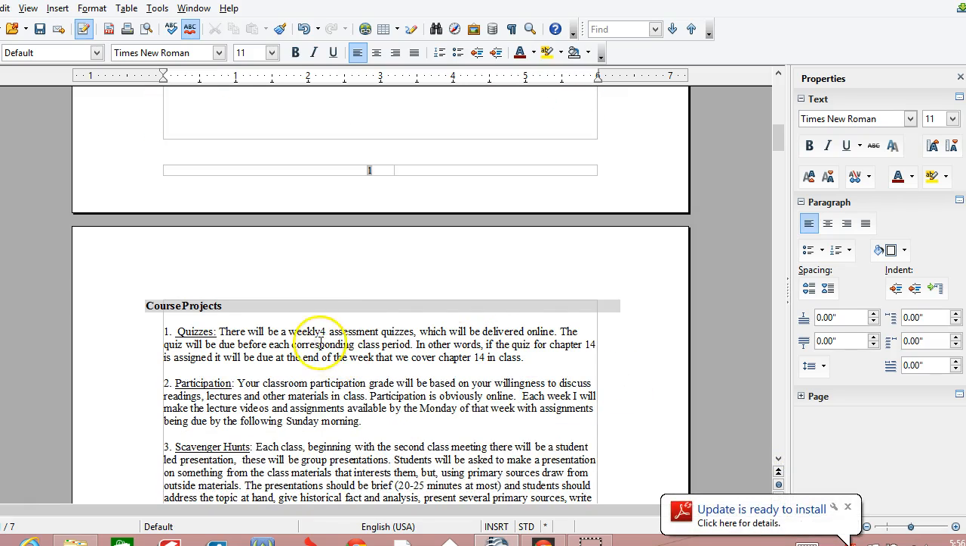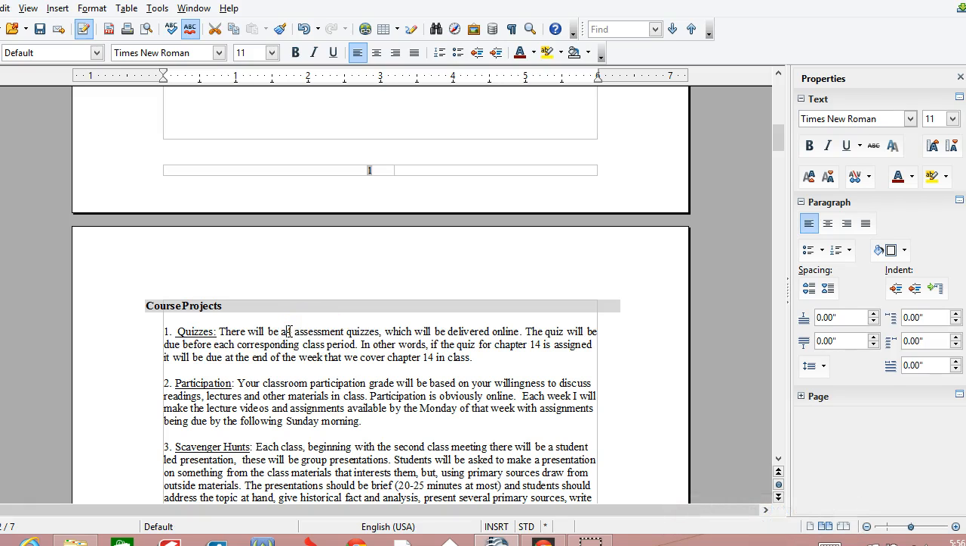There'll be four assessment quizzes. In the previous version of the syllabus, I put them as weekly quizzes. I've decided not to do that. I think 4 assessment quizzes is sufficient. These will be delivered online via Blackboard, and each quiz will be due before the corresponding class period. In other words, if the quiz for Chapter 14 is assigned, it will be due at the beginning of the week that we covered Chapter 14 in class.